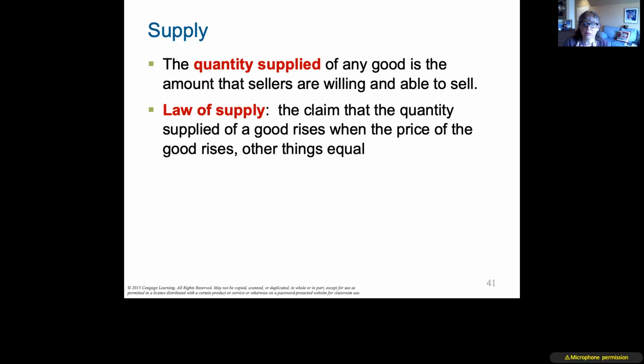So as a seller, let's say we're selling, I don't know, Post-it notes. We have to decide how many we're going to be willing to sell at every single price. In other words, we're going to look at our costs and decide what we're willing to sell. The law of supply is a claim that the quantity supplied of a good rises as the price of that good rises, other things being equal. For instance, if you know that the price is going to be higher, you know you can make more money. So now you're going to sell 2 Post-it notes versus 1.